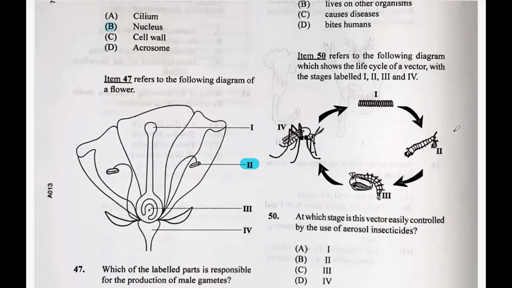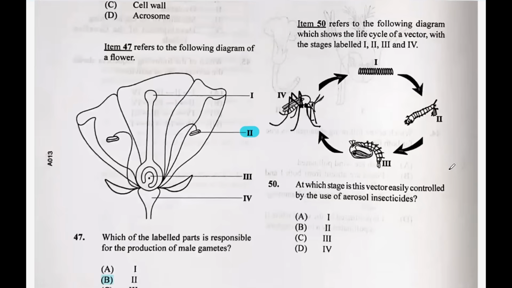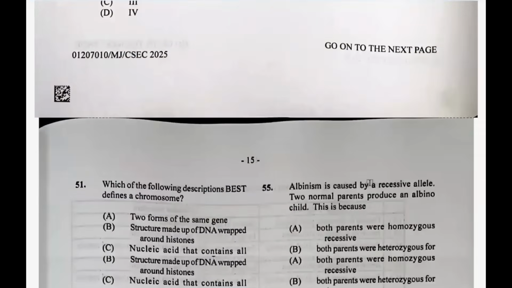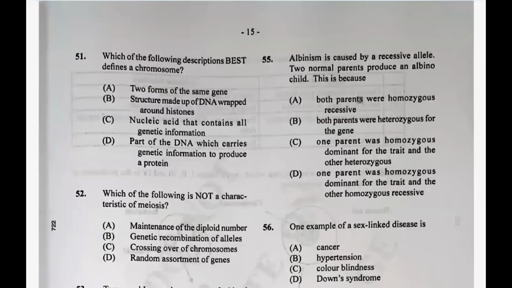Item 50 refers to the following diagram, which shows the life cycle of a vector with the stages labeled 1 to 4. At which stage is the vector easily controlled by use of aerosol insecticides? Those are sprays. Yeah, you control the adult, which is D, for 50.